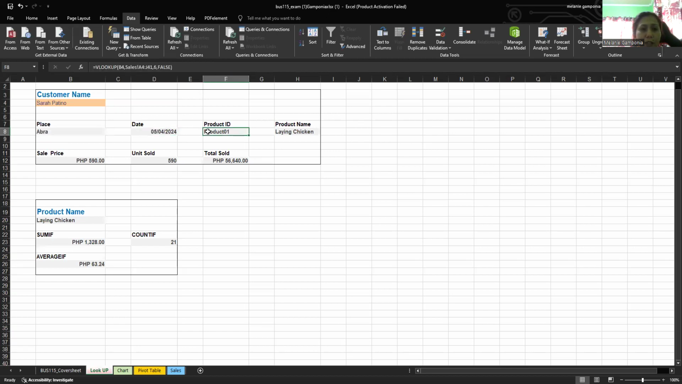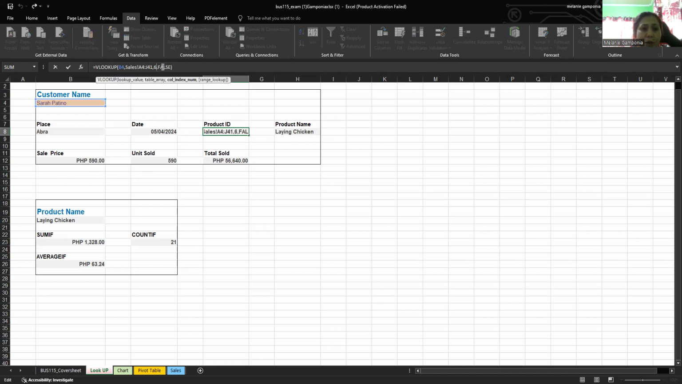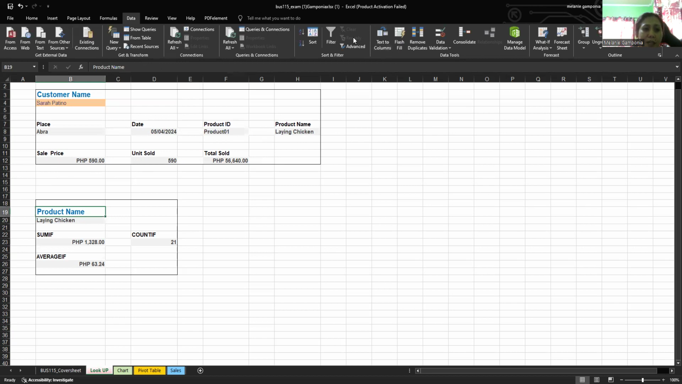I made the same process for the others, replacing the column for the date, the product name, and the sales price. Next is the product name.